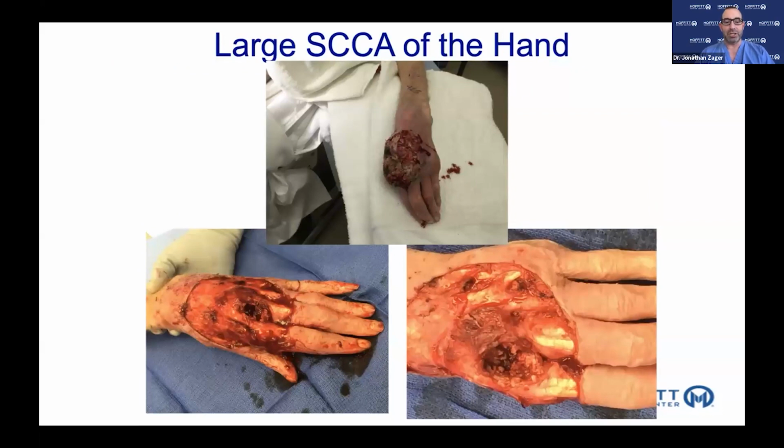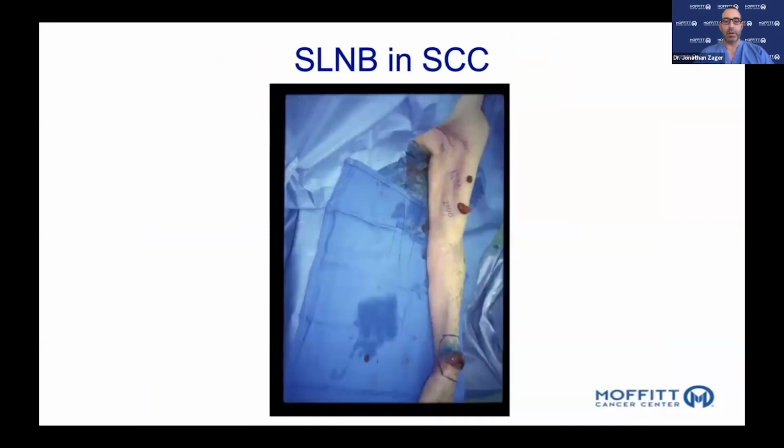And the same thing with this gentleman who had a very large squamous cell carcinoma on the hand that was invading between the metacarpals or the bones of your hand. Poorly differentiated, large tumor, lymphovascular invasion, another poorly differentiated tumor on the wrist with the lymph nodes that you can see on the patient's arm.